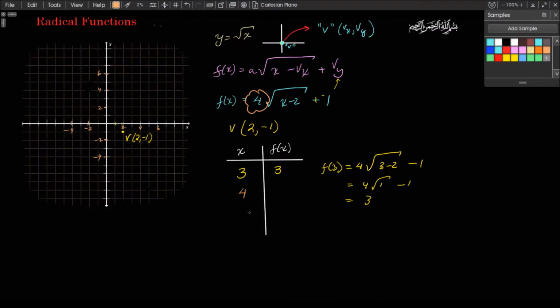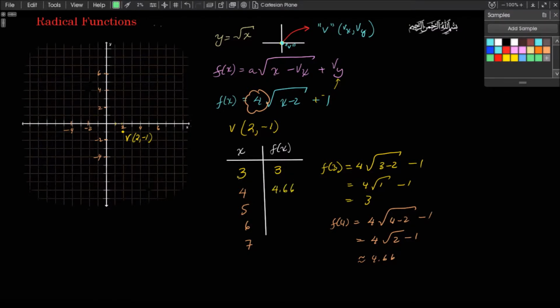Now we can substitute 4 for x, or 5 for x, or 6 for x, or 7 for x, or any x, right? But if you substitute 4 for x, you get f of 4 is equal to 4 times the square root of 4 minus 2, minus 1. This is 4 times, 4 minus 2 is 2, square root of 2, minus 1. This is not a nice number. You can do this on a calculator and get an answer, and that's okay too. And this, I believe, comes out to about 4.66. So when x is 4, this is about 4.66 over here.